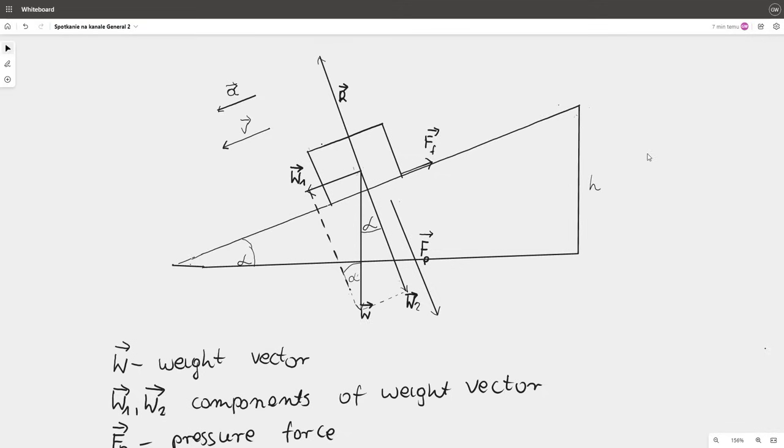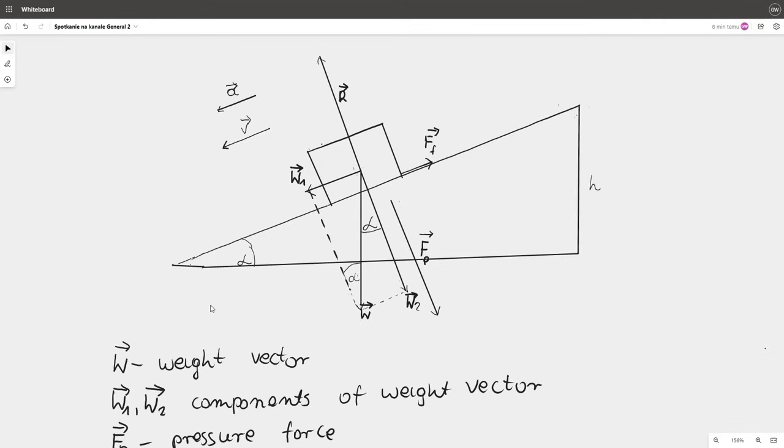So now we are prepared to solve our problem. Firstly, we draw vector of weight W here. It is perpendicular to the horizontal. Its magnitude W equals mass multiplied by g, where g is gravitational field strength. It is equal to acceleration of bodies due to gravity.